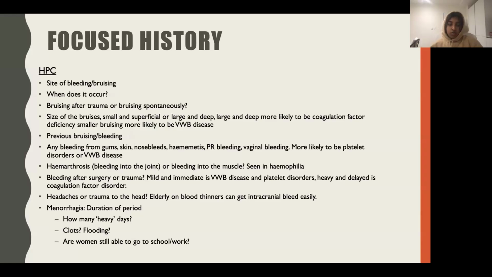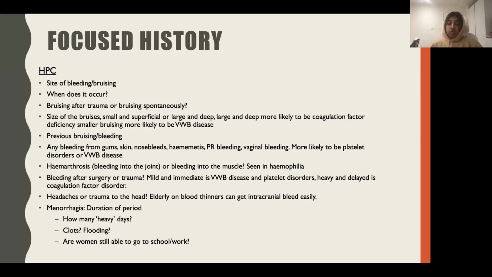So again, the size of the bruises, are they small and superficial, or are they large and deep? So large and deep bruises are more likely to be a coagulation factor or clotting factor deficiency, whereas a small bruising is more likely to be von Willebrand disease.